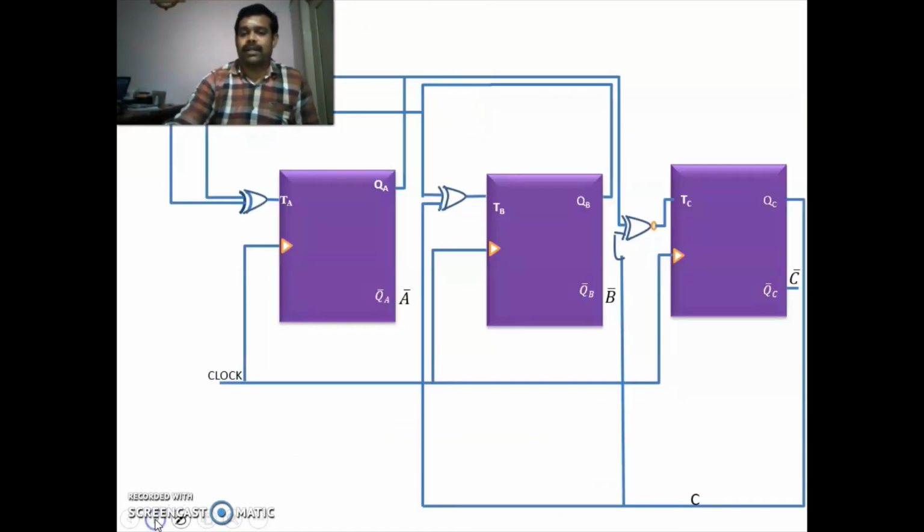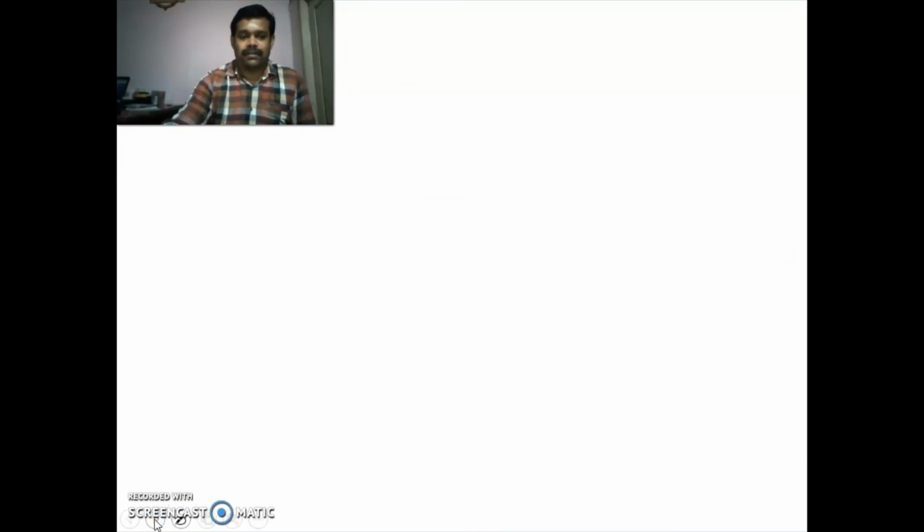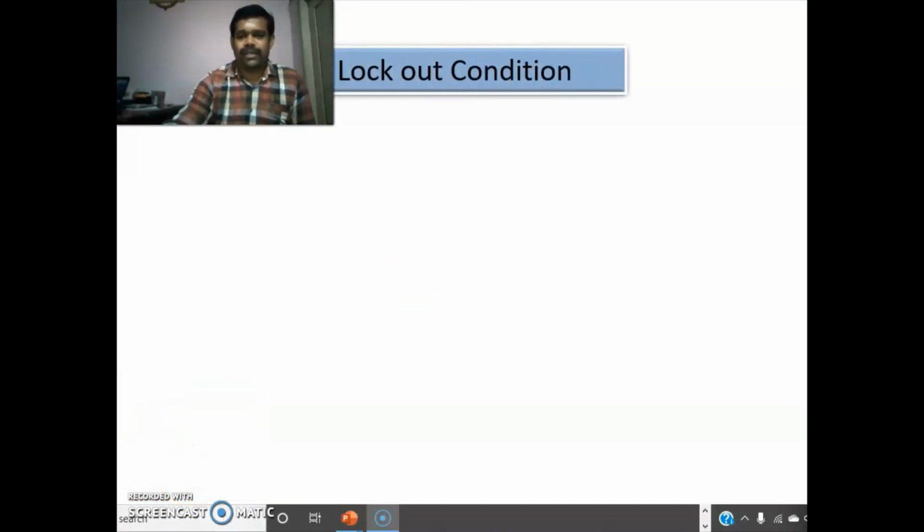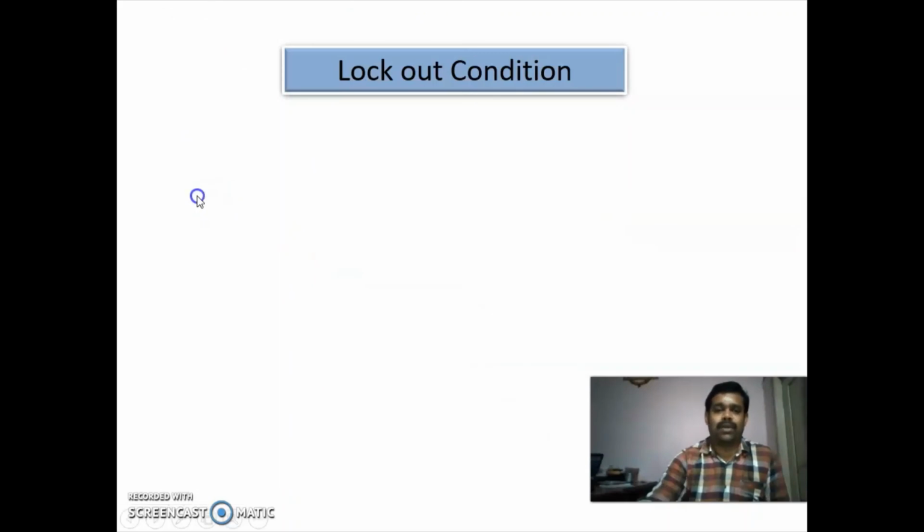Okay. So then implementation. We have implemented by using T flip flop. So we have used T flip flop. This is A, this is B, and C. Flip flop A, B, and C. Okay. Next, so we are going to study what is meant by lockout condition.